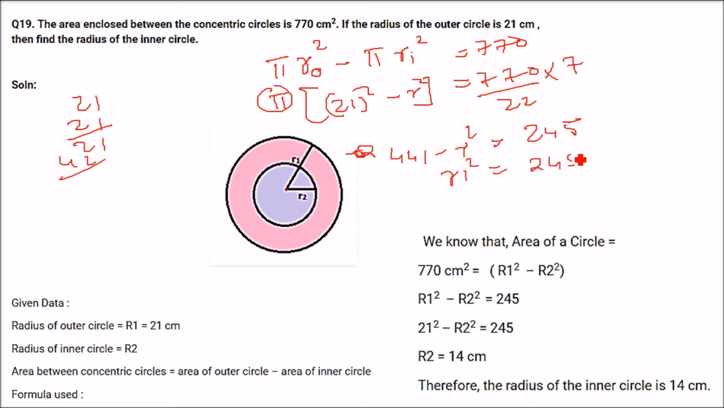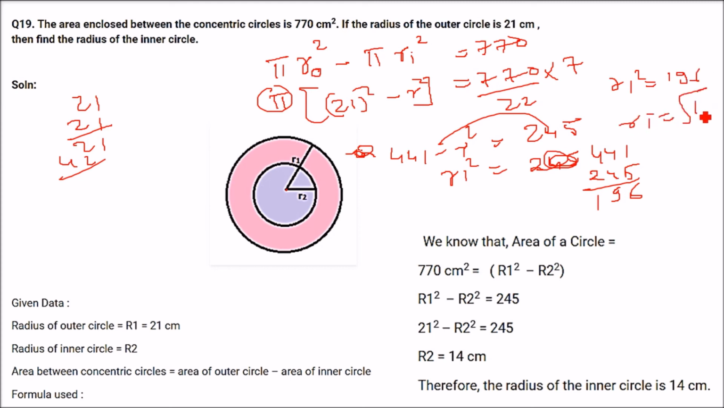This r1 square will be what? Taking the 245 from here to there, r1 square will be equal to 441 minus 245. This is going to be 196. And r1 will be equal to the square root of 196, that is r inner. It is going to be 14. So the square root of 196 is 14. This is 14 centimeter, the radius of the inner circle.